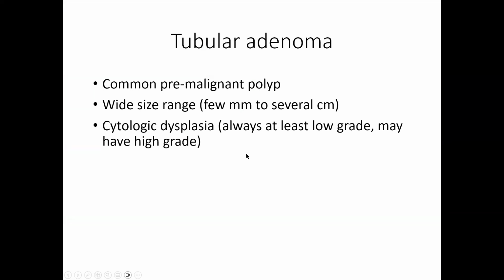a really common premalignant polyp with a huge size range. You folks see these things just a couple of millimeters in size, but they can also be several centimeters in size. One of the fundamental features of tubular adenoma is the presence of cytologic dysplasia. We don't always say tubular adenoma with low-grade dysplasia. We just call it tubular adenoma because they always have at least low-grade dysplasia. When we point out dysplasia, it's usually because there's high-grade dysplasia, because that's not a standard feature of tubular adenoma.